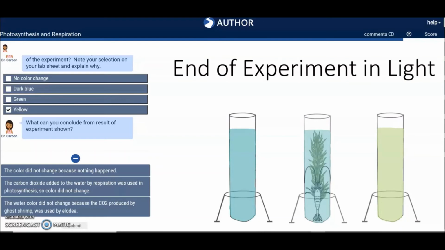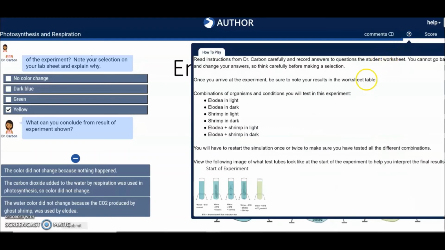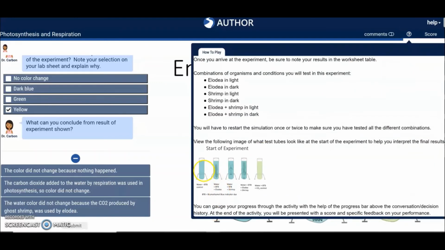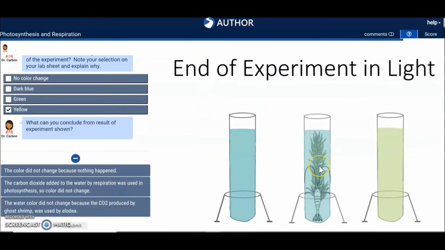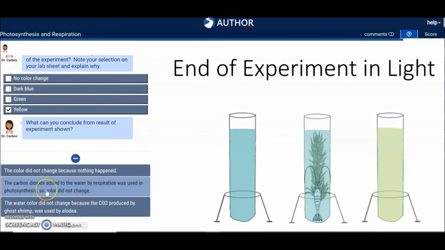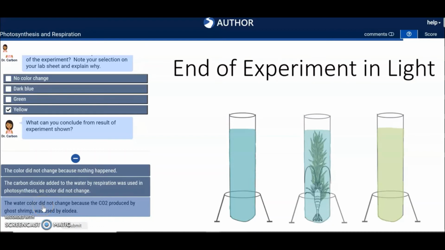So this is where it can come in handy to have this help section, because one of the things provided in the little help section is an image of what these test tubes look like beforehand. So they can look and see, oh wait, everything beforehand was this sort of turquoise blue color. So let's see at the end, well gosh, the color change didn't really happen. So what does that mean? So then they can choose from these answers to these questions to explain what they're observing, and then they can write that into their guided worksheet.